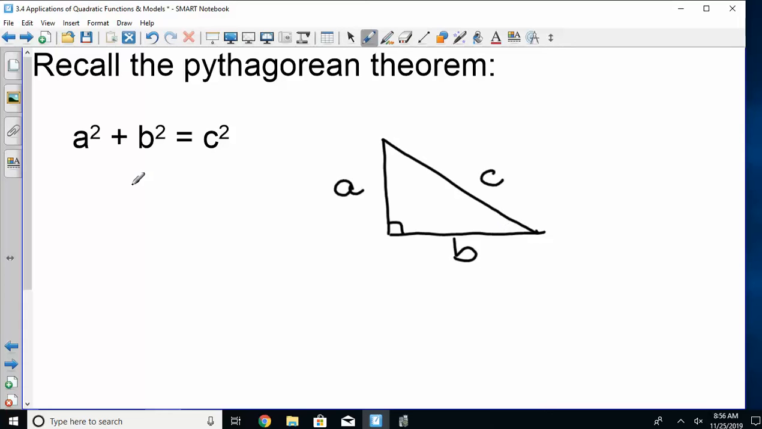All right, let's use that and look at a few problems. So C is just always the hypotenuse, the longest side, the one across from the right angle.